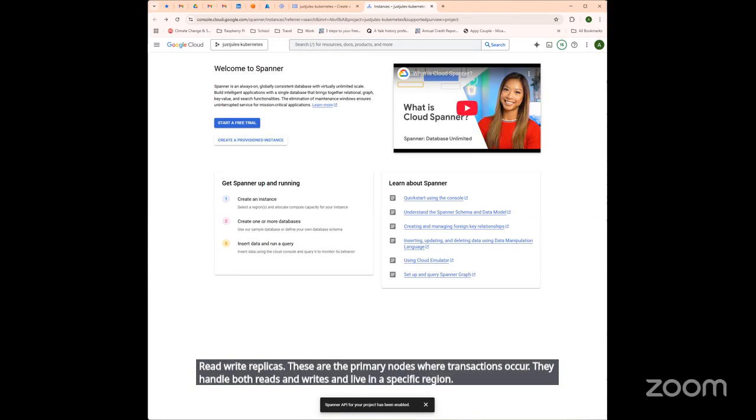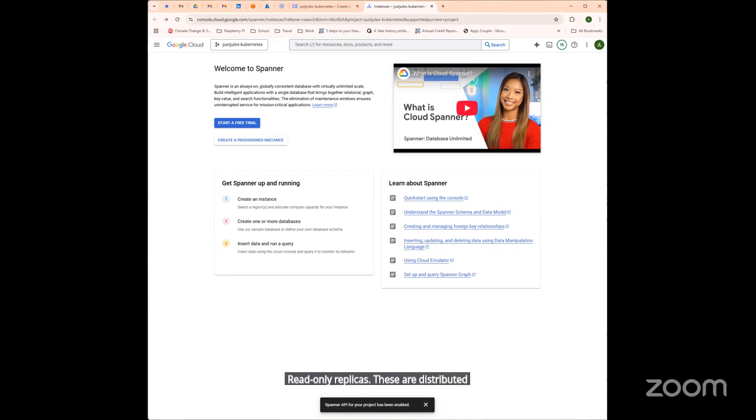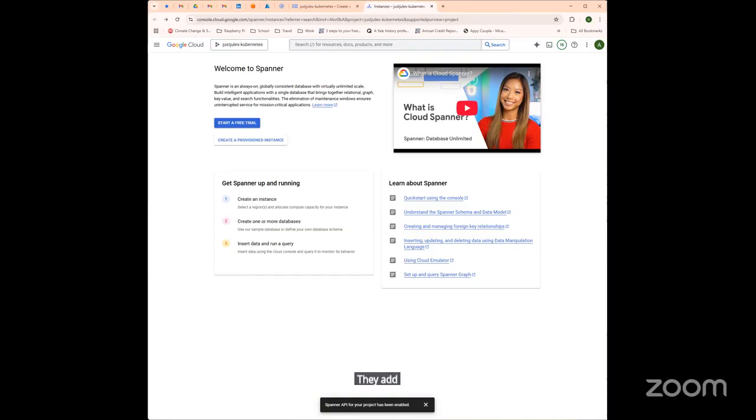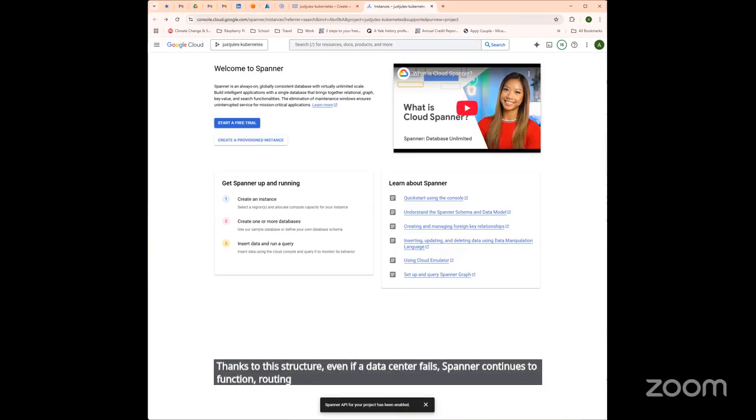Read-only replicas, these are distributed across additional regions to provide low-latency reads closer to end users. They sync from the read-write replica, but cannot write to the database. Then there's witness replicas. These don't store data, but participate in consensus voting. They add fault tolerance and help decide which writes get committed. Thanks to this structure, even if a data center fails, Spanner continues to function, routing around outages without sacrificing correctness.